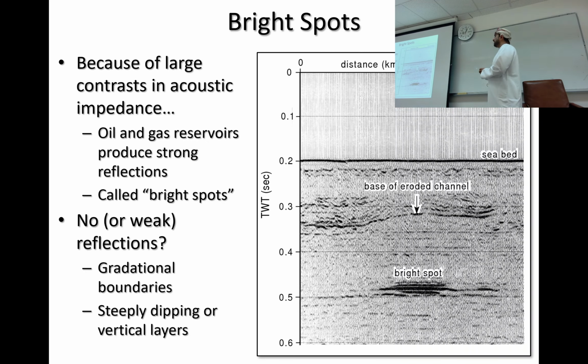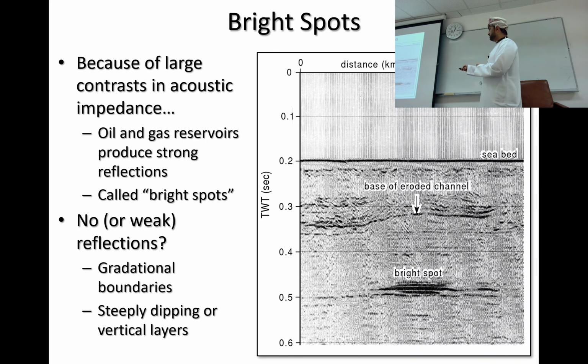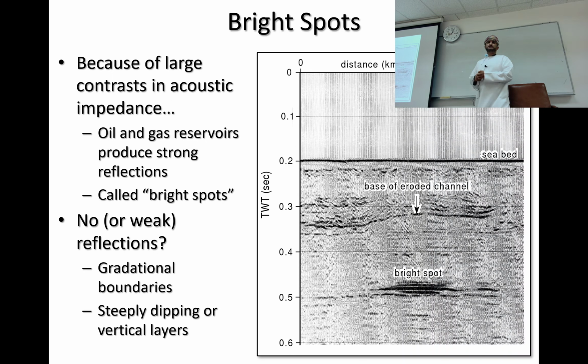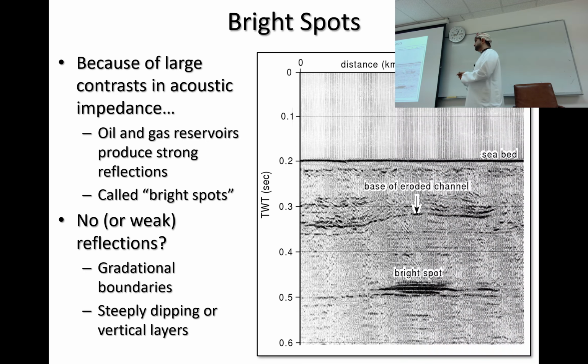Additionally, you see other features. One of the clear features is this erosional surface. It's not flat. It's very undulating, which means it could be an erosional surface.